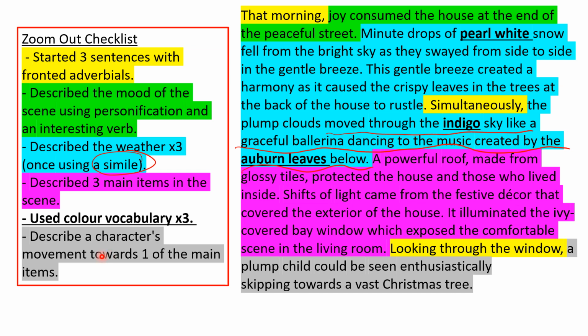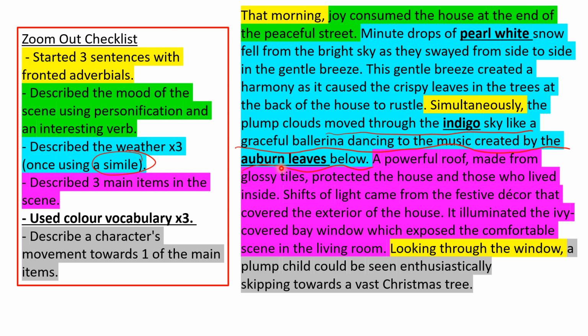For the character's movement, we have our character who's going to be a plump child, and they are moving towards the vast Christmas tree. And this indicates that the plump child and the Christmas tree are going to form a focus in our later paragraphs. We also have the colour vocabulary here. We have pearl white, indigo sky, and auburn leaves. We're upgrading our language here instead of just saying white snow or dark sky or brown leaves.